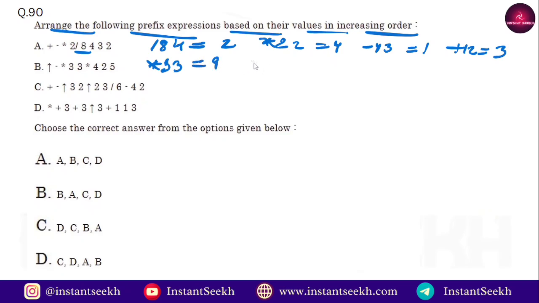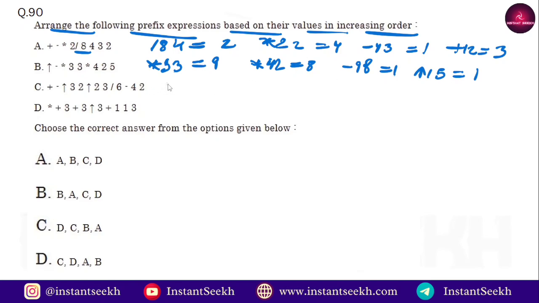Then 4 into 2, that will give us 8, then minus 9, 8, that will give us 1, and at last 1 raised to 5, that gives us 1.